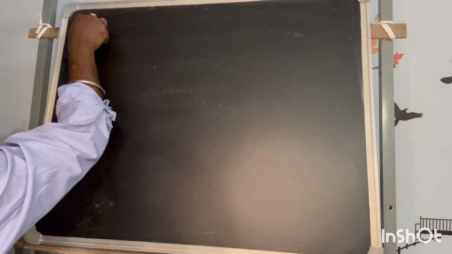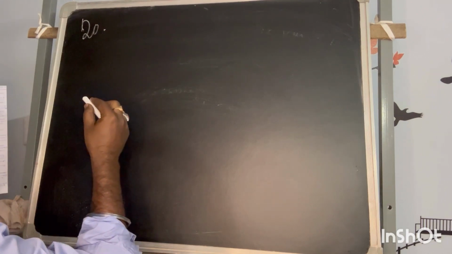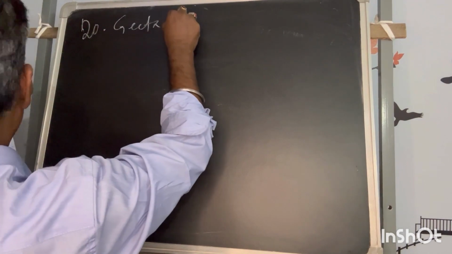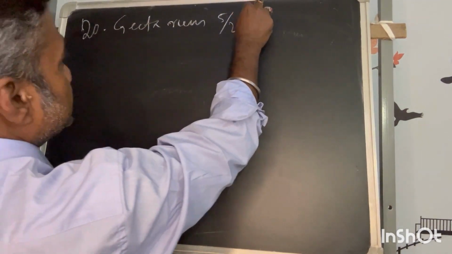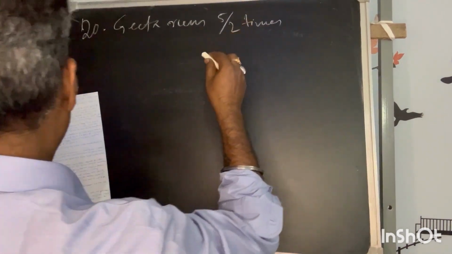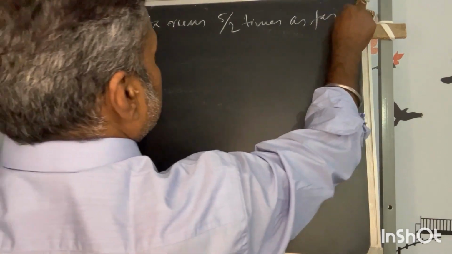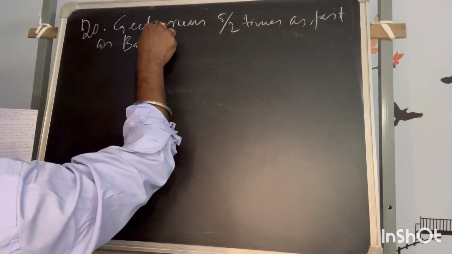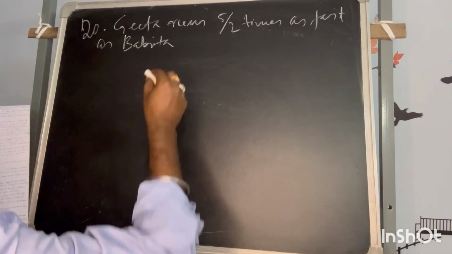Next is number 20. Geeta runs 5 by 2 times as fast as Babita in a race.